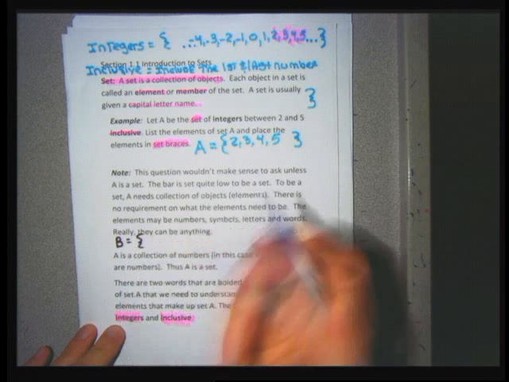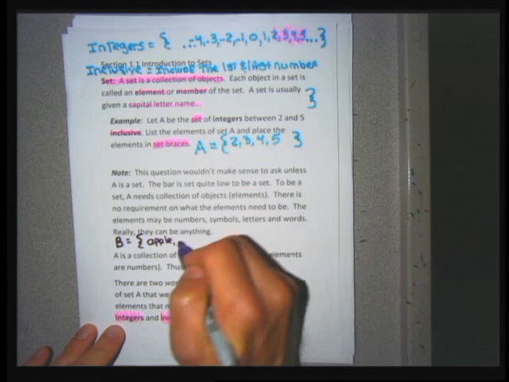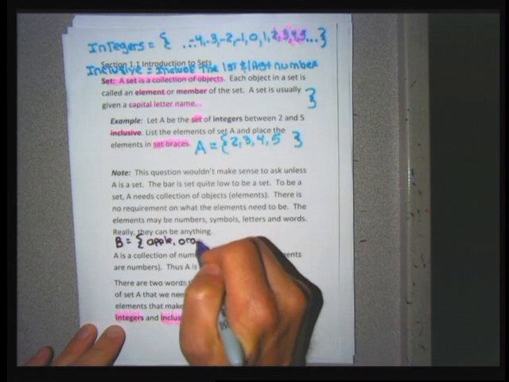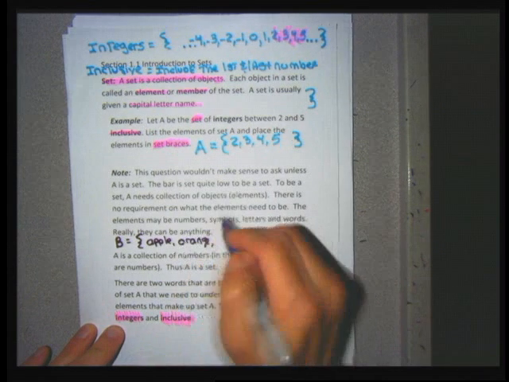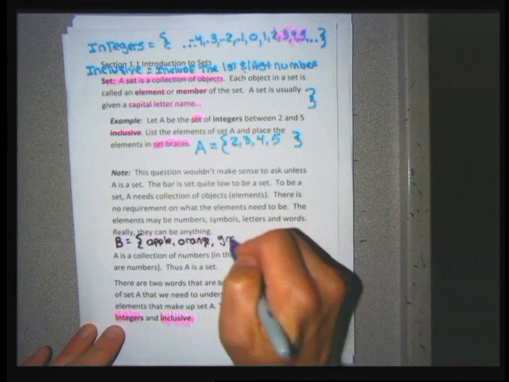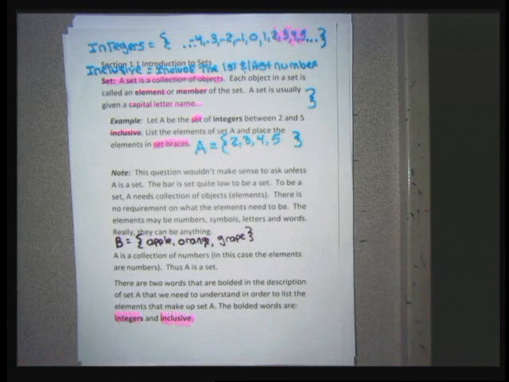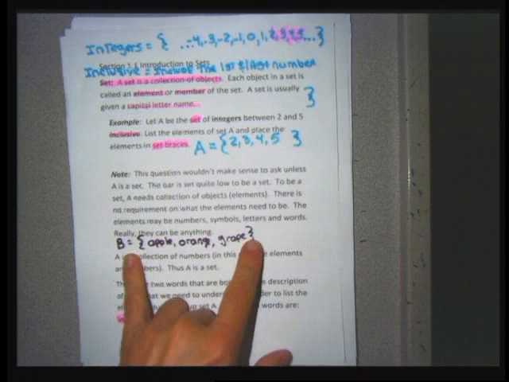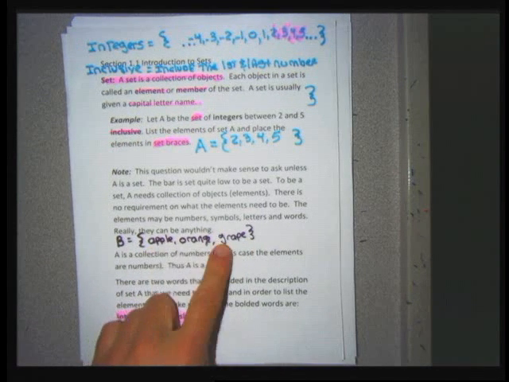equals, I don't know, apple, orange, and grape. So in set B, it's the set of those 3 fruits. And again, to be a set, all you really need is the set braces. And then once we have the set braces, the objects inside the set braces are called members or elements.